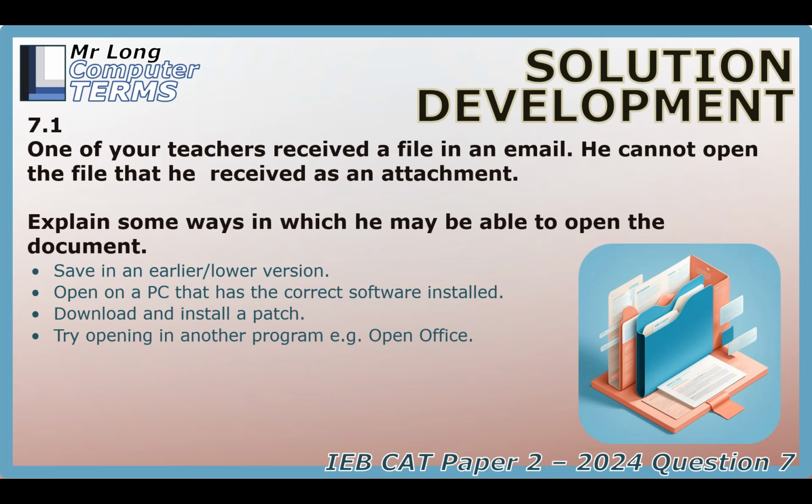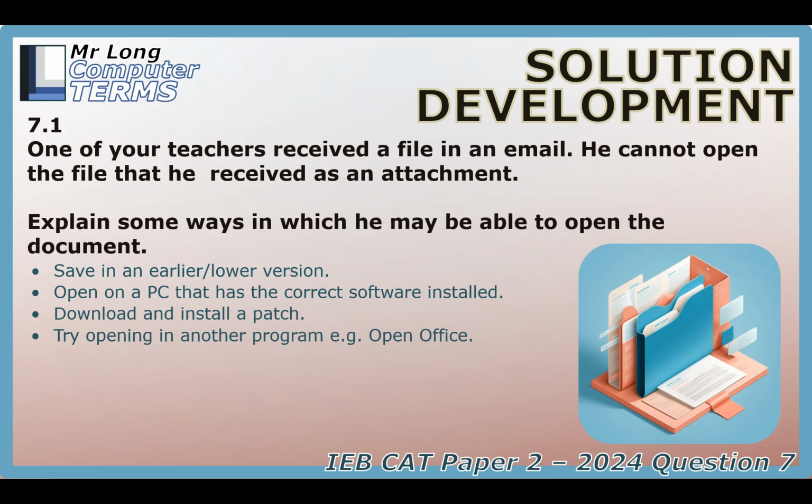Developers release these small updates all the time, specifically to fix little compatibility bugs like this one. Okay, so versioning, environment, patching. What if all 3 of those fail? Am I just out of luck? No, there's one more big step. You need an alternative way in. You should try opening it in a totally different program. The source material brings up a great example, like trying an open source tool like OpenOffice. Because it might be able to read the basic file structure even if the main program can't.